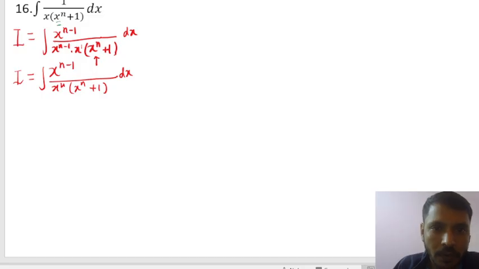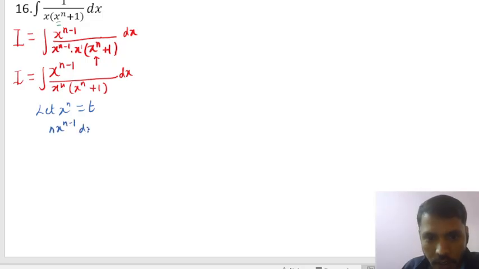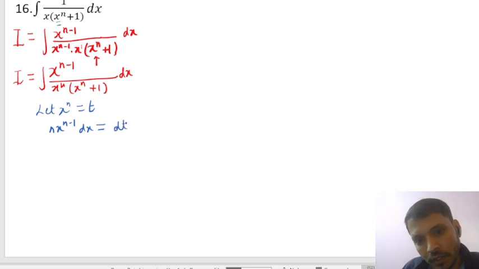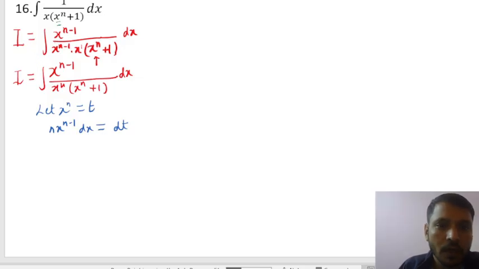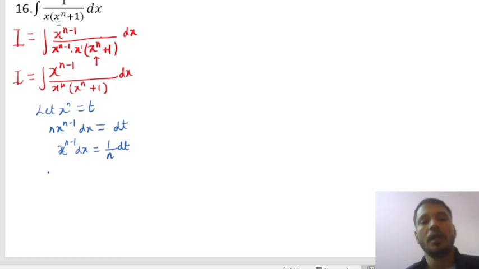Next we can directly apply the substitution. So let x to the power n be equal to t. So what is the differentiation of this? This will become n x to the power n minus 1 into dx is equal to dt. Right? Means now our I will become, over here one more step I will write. What is that? x to the power n minus 1 into dx is 1 by n into dt, right?